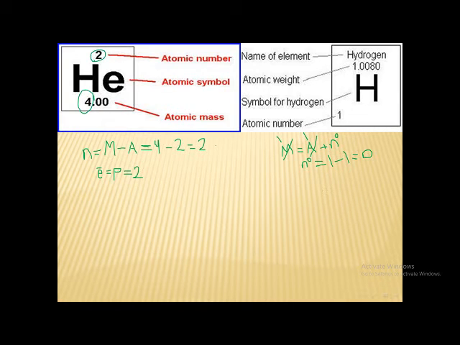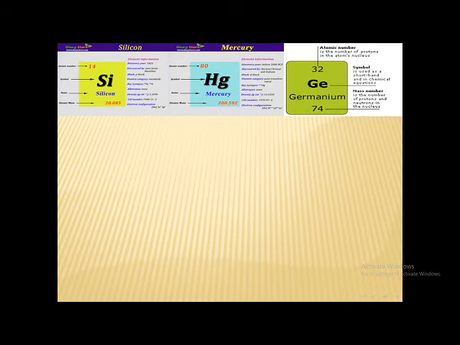If I want to know the number of electrons, is this hydrogen neutral or not? Yes, it has a 0 charge. So that means the electrons and protons have the same number, and that means we have just 1 electron. So this hydrogen atom has 1 electron and 1 proton. Okay, we have a different example here.